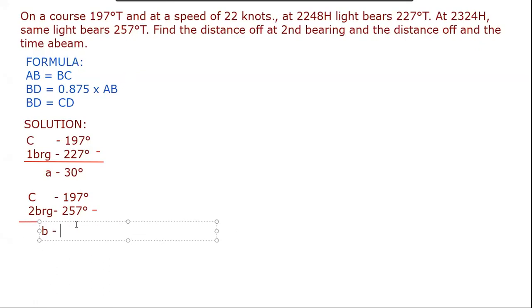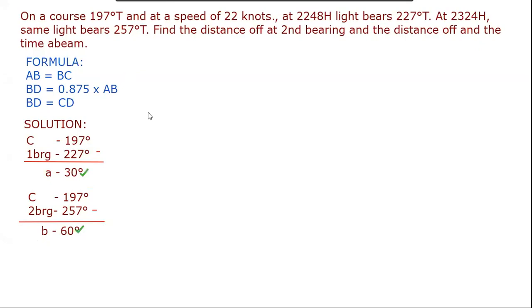So, 257 minus 197. So, dito class, walang negative. Lagi nyo lang subtract yung highest to lowest. Okay, 60 degrees. So, ibig sabihin, nakuha na natin ang value ni angle A and angle B.